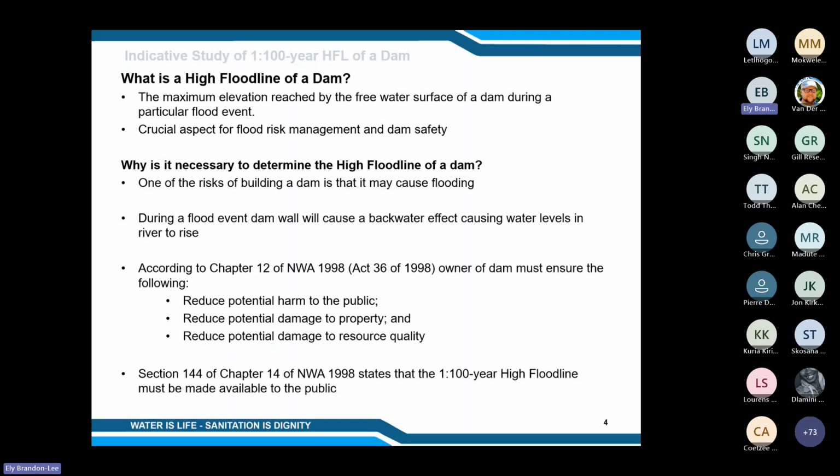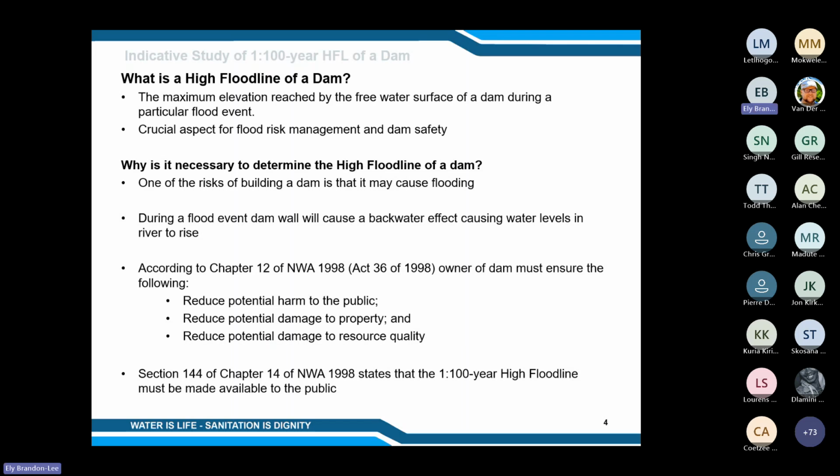Why is it necessary to determine the high flood line of a dam? The construction of a dam within a river poses a risk of the dam causing flooding. When a flood passes through the dam during a flood event, the dam wall constructed in the riverbed will cause a backwater, causing the water levels upstream of the dam wall to rise. Consequently, infrastructure located on the banks of the dam could sustain flood damage as a result of the rise in water levels during the flood.